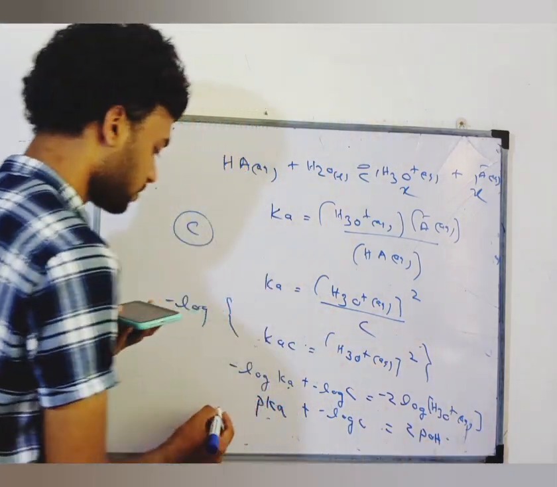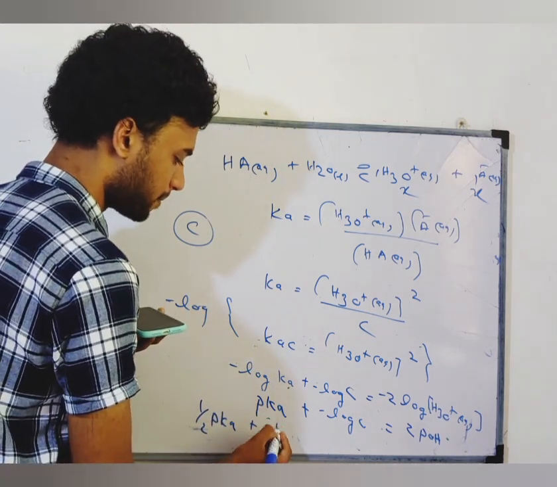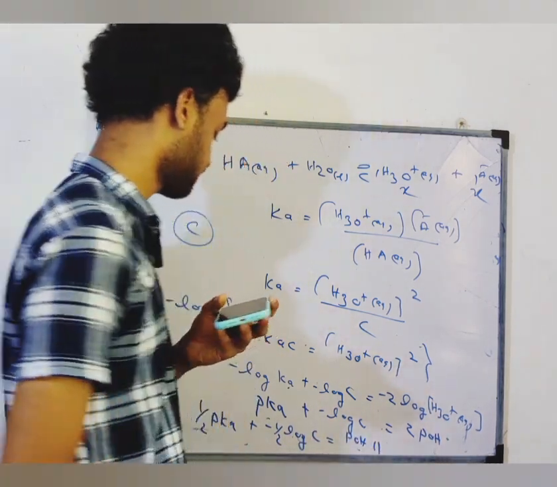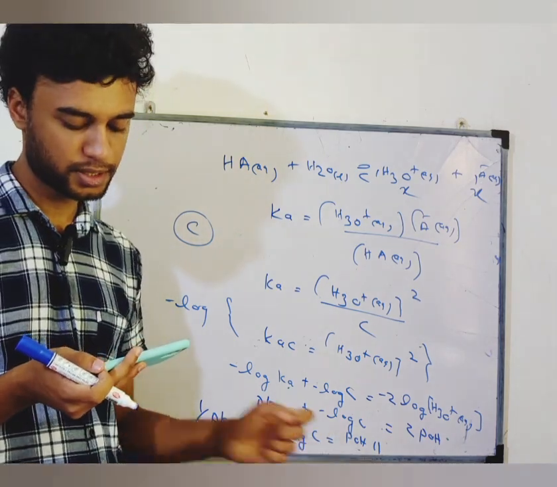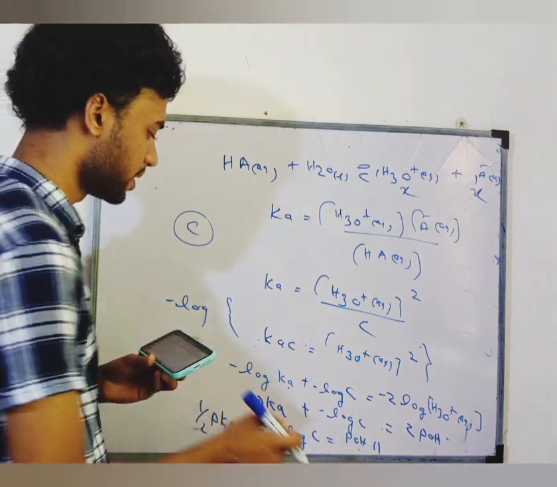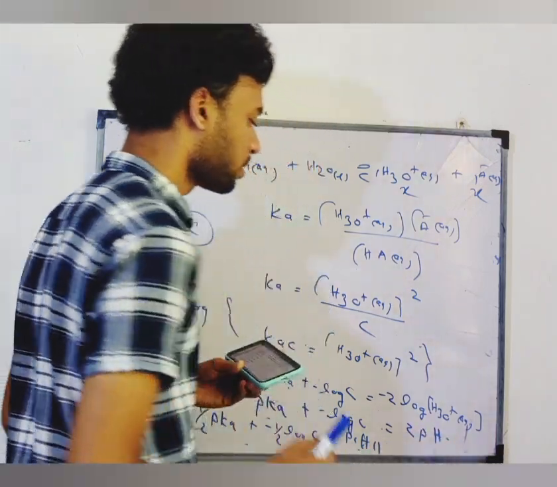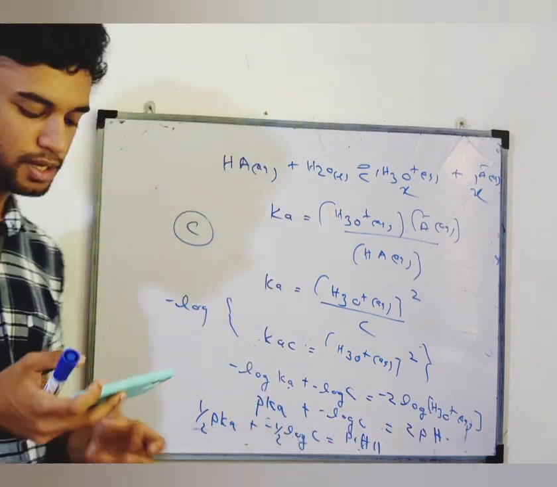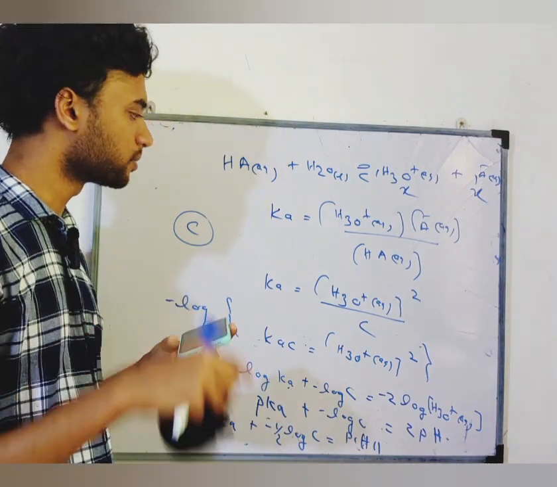Then I can divide by 2. Then I get half pKa plus minus half log C is equal to pH. Right? pH, I'm sorry, is pH. Log H3O+ means acid, no pH, right? Exactly. So pH is equal to this. Okay, the answer is the first one. Right. 24th one.